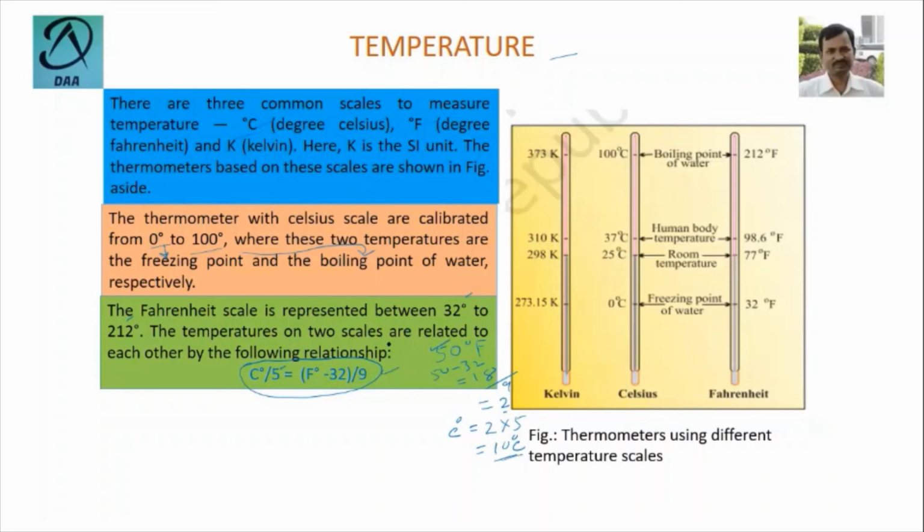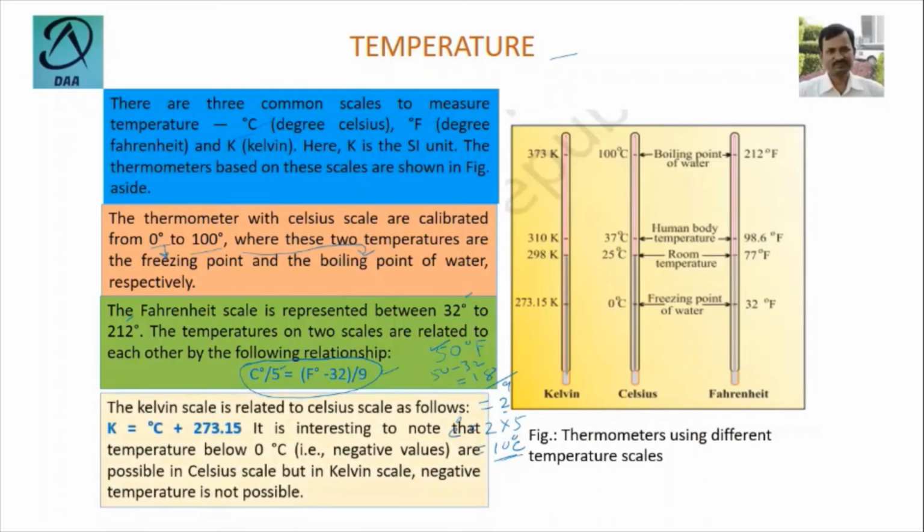But Kelvin also has a relation with centigrade. If you add 273.15 to the centigrade temperature, then you will get the temperature in Kelvin. For Kelvin, we have to remember it is always capital K. And it is very interesting to note that a temperature below 0 degree centigrade will be a negative value on the Celsius scale, but on the Kelvin scale, negative values are not possible.